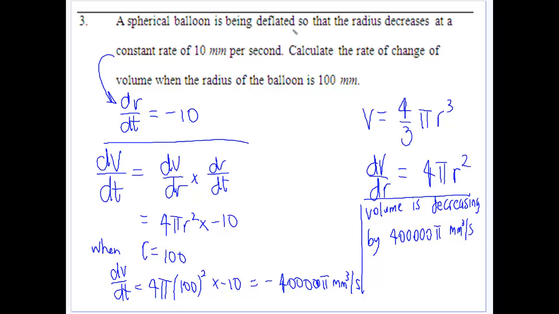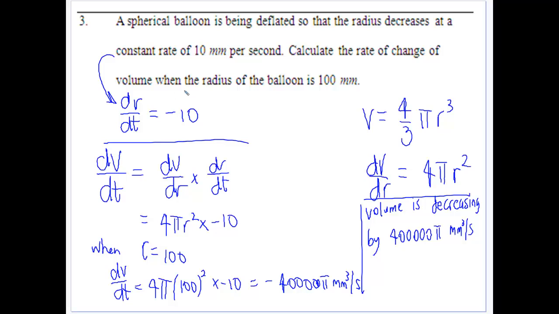We've got a spherical balloon being deflated at a constant rate of 10 millimeters per second. Notice this time our radius with respect to time, the rate of change, is decreasing, so we put a negative in there. It's going to be a negative. Calculate the rate of change of the volume when the radius of the balloon is 100 millimeters.